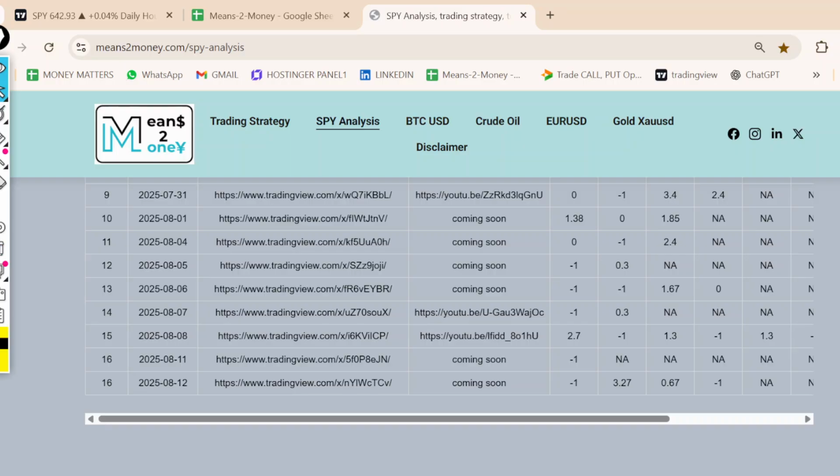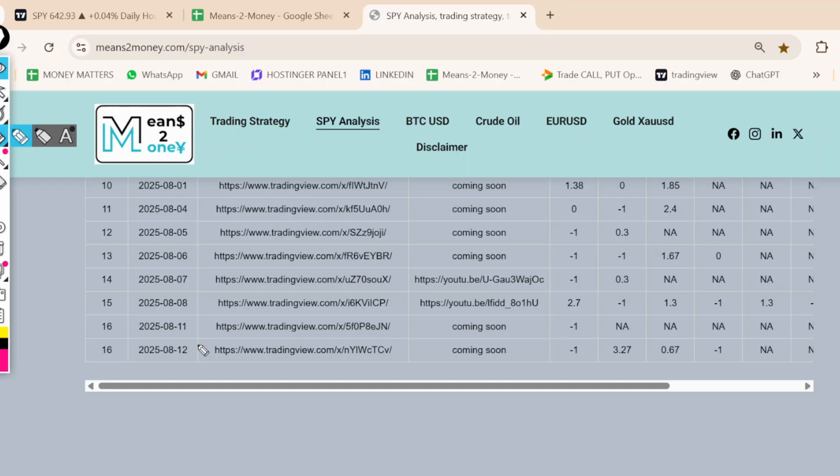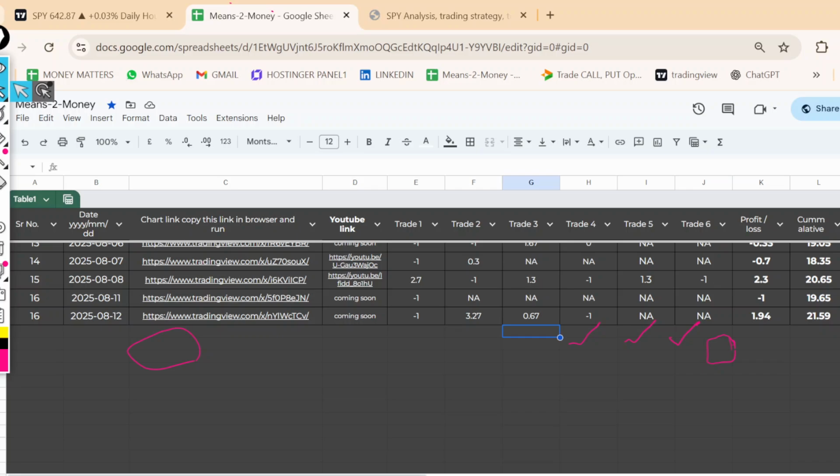So on 12th August, we made 4 trades. One is -1, 3.27, 0.67, and the fourth one I have mentioned -1, but I need to correct it. It's a 0. So hold on, I'll change it live. This is 0. So net on this day we earned around 2.94 reward.